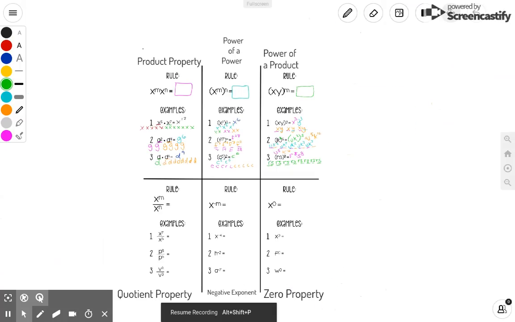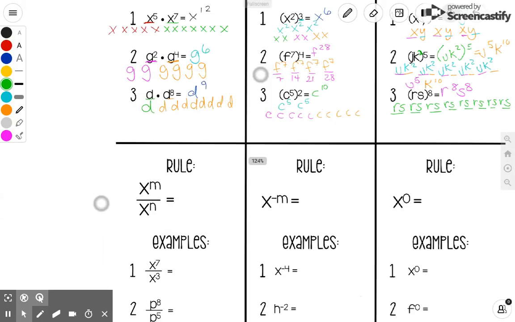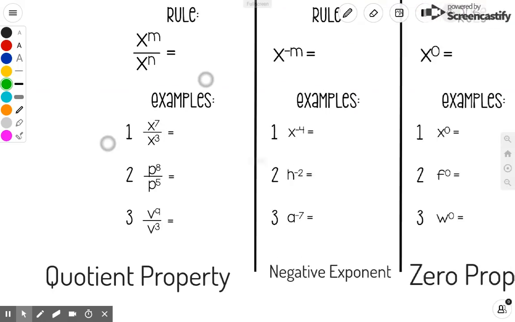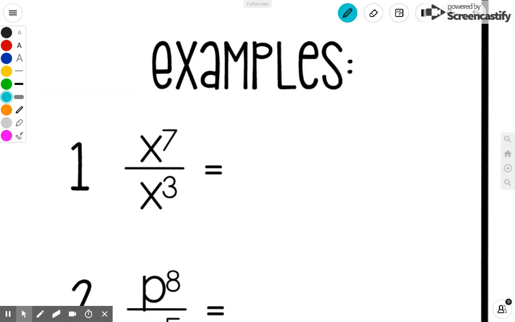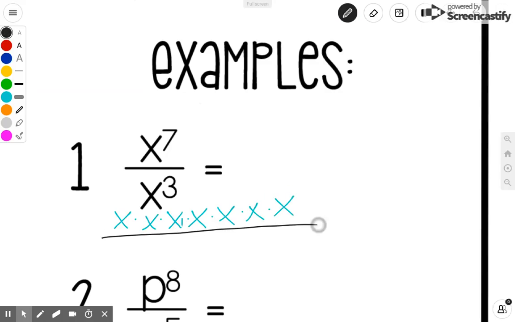Now we have the bottom to do. So the quotient property is next. So let's go ahead and zoom in on the quotient property. So if we have x to the 7th over x to the 3rd, let's expand that. So I've got x to the 7th, 1, 2, 3, 4, 5, 6, 7. And that's over x to the 3rd, 1, 2, 3.